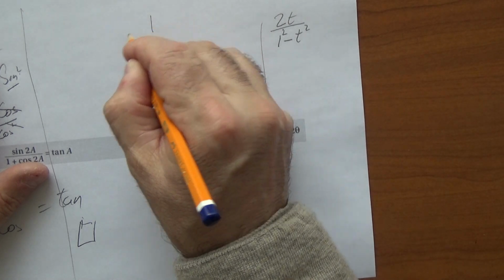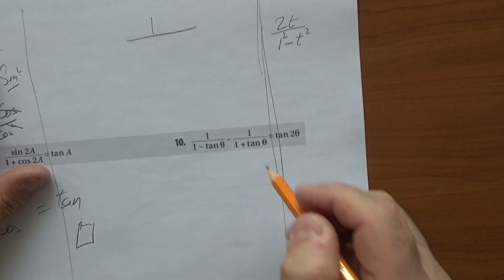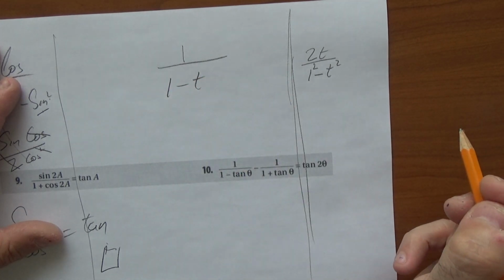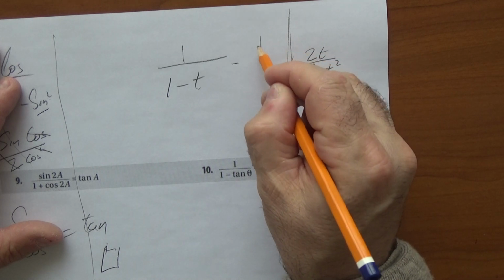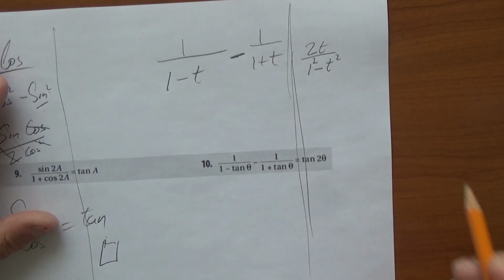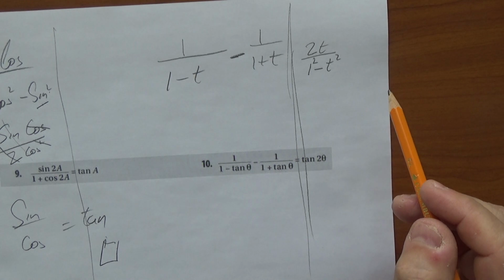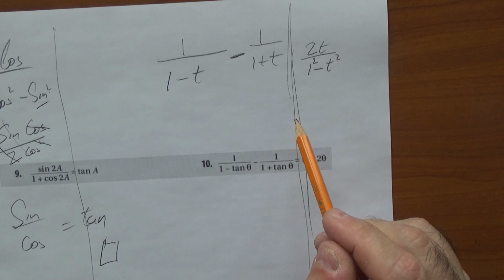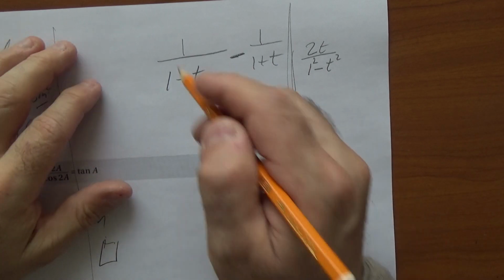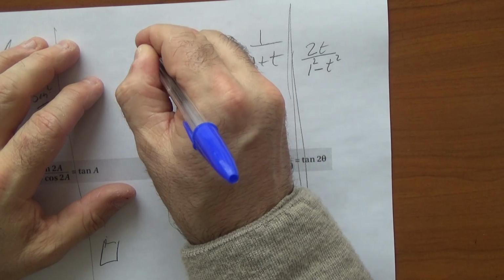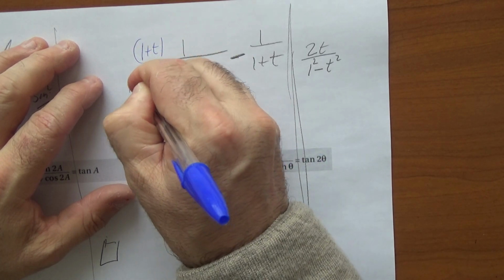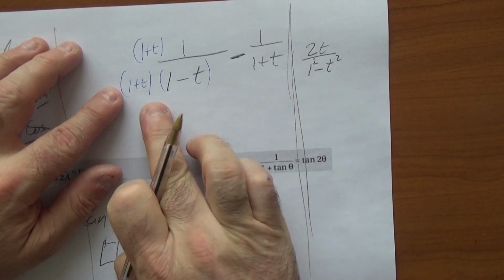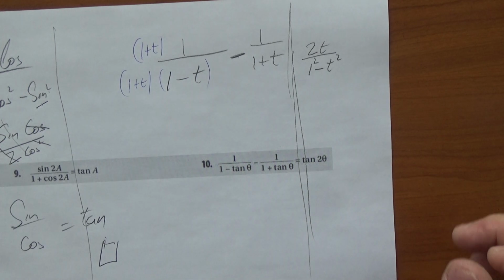And the question is, will that turn out to be 1 minus t over 1 plus t? Well, let's move this along now. So let's multiply this here by 1 plus t over 1 plus t, because that'll give me my difference of two squares at the bottom, and they match.